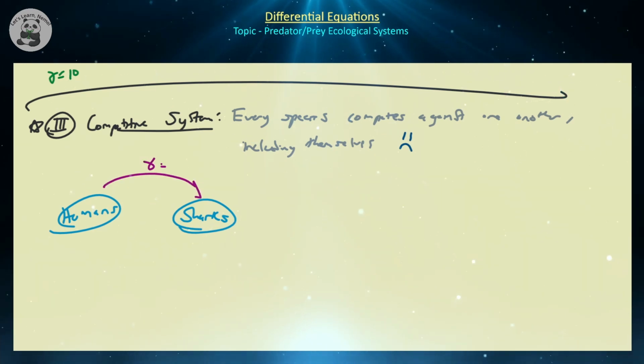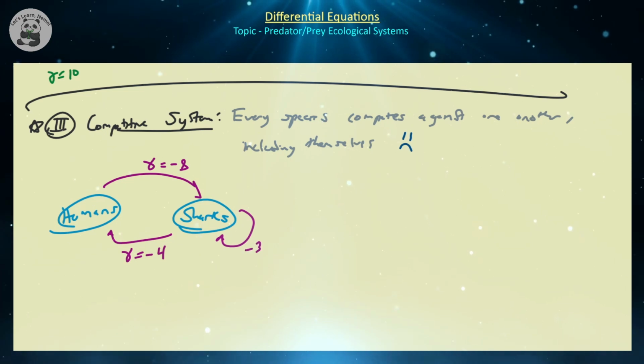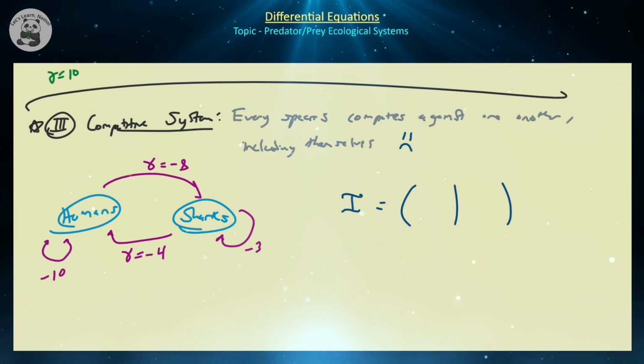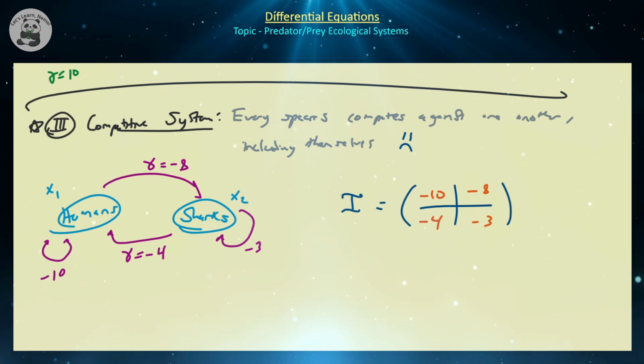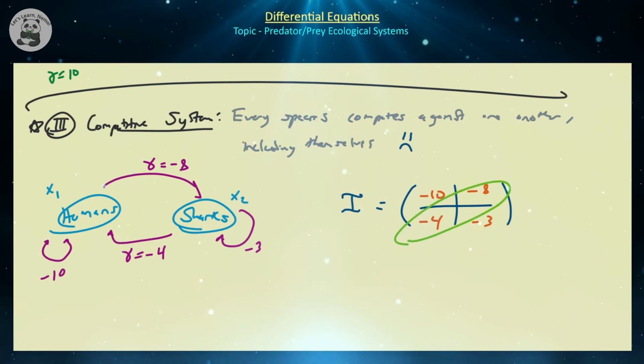So let's assume the humans attack sharks at an interaction rate of, say, -8. And let's assume that sharks hurt humans at an interaction rate of, say, -4. And let's assume that sharks hurt themselves at a rate of -3. And humans hurt themselves at a rate of, let's say, -10. So what would be the interaction matrix for this particular system? So in this case, what do we have? Let's assume that humans is x1 and sharks are x2. So what we have here is -10 and -3 for our self-interactions. Humans hurt sharks or get hurt by sharks at -8, and then -4 for this particular thing. And obviously these could swap depending on the interpretations of this diagram, so make sure you understand what this flow diagram actually represents.